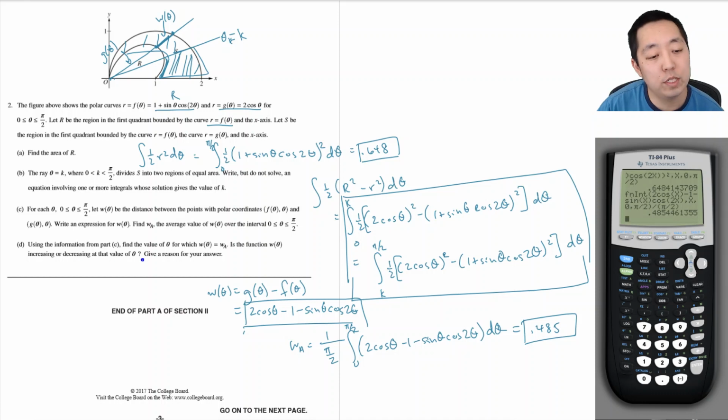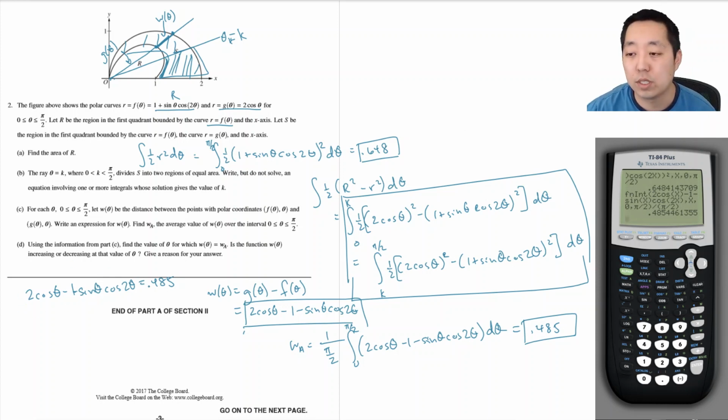Okay. Using the information from part C, find the value of theta for which W of theta equals WA. Is the function W of theta increasing or decreasing at that value of theta? So I want to know when 2 cosine theta minus 1 minus sine theta cosine 2 theta is equal to 0.485. Okay. So that's what I want to find, theta. Now you can just plot the graph, 2 cosine x minus 1 minus sine x cosine 2x.